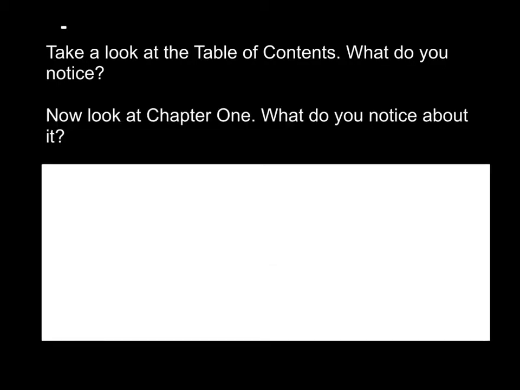Right now, I'd like you and your partner to take a look at the table of contents. I want you to discuss with your partner what you notice about the table of contents. Now I want you to look at Chapter 1. What do you notice about it? Look through the pages. Make sure you look at the bottom of the page.